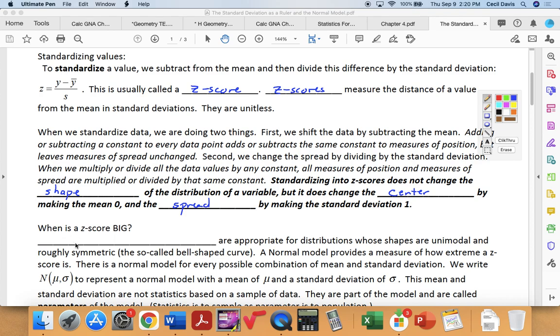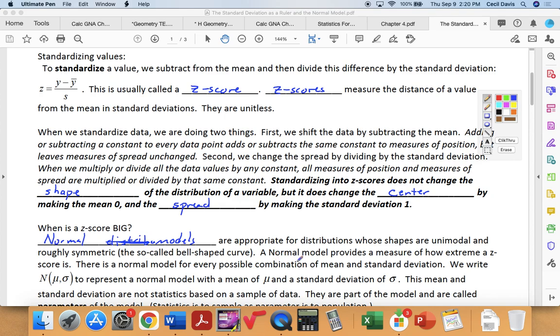Z-score big. So that's our question here. So normal distributions, or normal models, excuse me, are appropriate for distributions whose shapes are unimodal and roughly symmetric. So if you connect it at all with a curve, you get that kind of bell-shaped curve that you may have seen before. If not, we'll look at it.